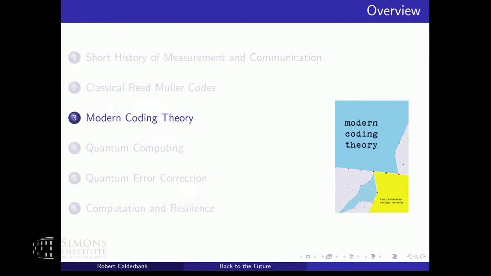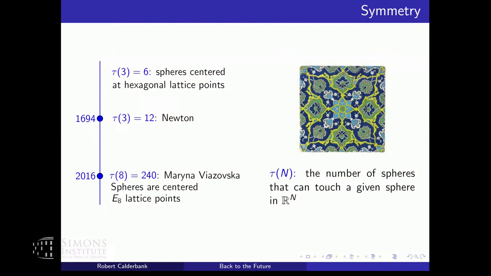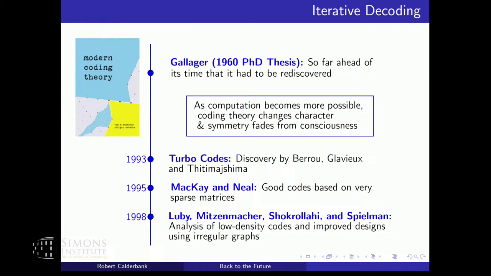All right, so now we've done the classical world. And the thing about the classical world, and the thing about sphere packing and symmetries, is it's beautiful mathematics. And that mathematics is still going strong today. I mean, this result of Maryna Viazovska is extraordinary. But I think the point of this slide is that research changes as technology changes.